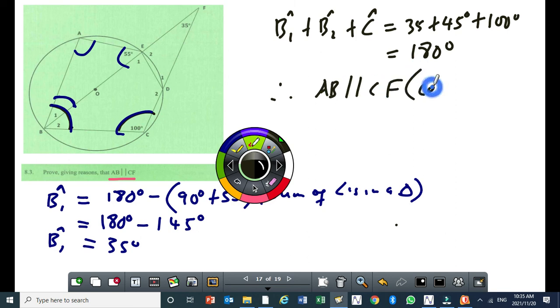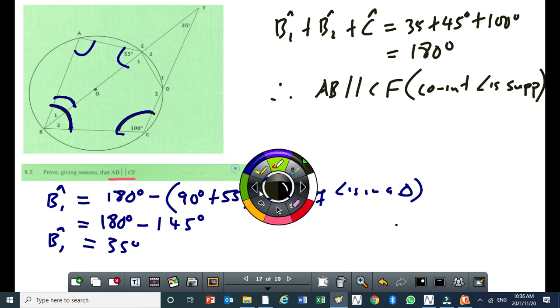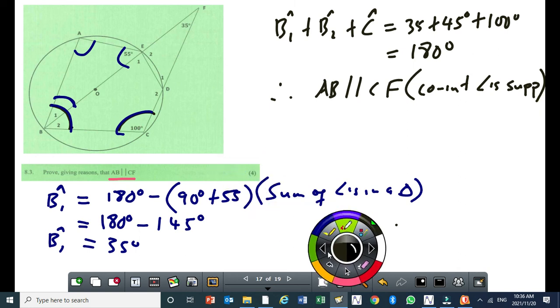My reason here is co-interior angles supplementary, so SUPP. Or you can say co-interior angles add up to 180. And about the alternate angles, we have to say alternate angles equal. If it's corresponding, you say corresponding angles equal. Okay? That's it. Are you following that? So don't be scared. Just know your basics. Right. Next question.